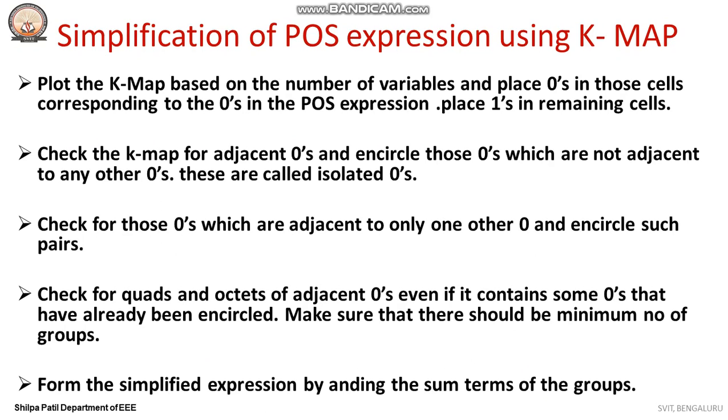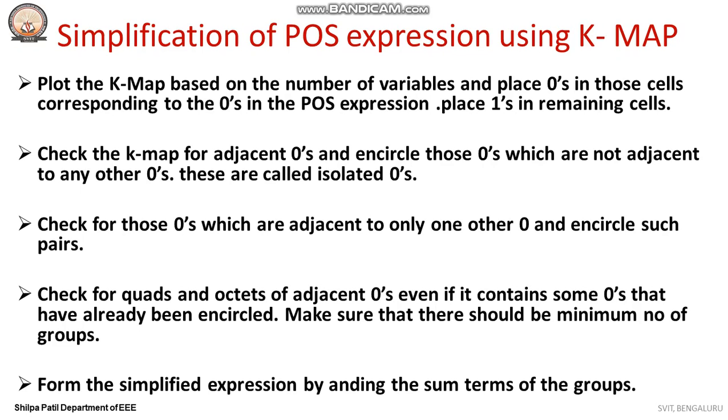So what is the first step, students? You have to plot the K map based on the number of variables. Then you have to place the zeros corresponding to the POS expression, and in remaining cells you have to place the ones, right? First search for isolated zeros, okay? Then search for pairs, okay? The next step, we'll check for the quads and octets, okay? Then write the simplified expression for all the groups, and then AND those sum terms, okay? That is your simplified POS expression, right?